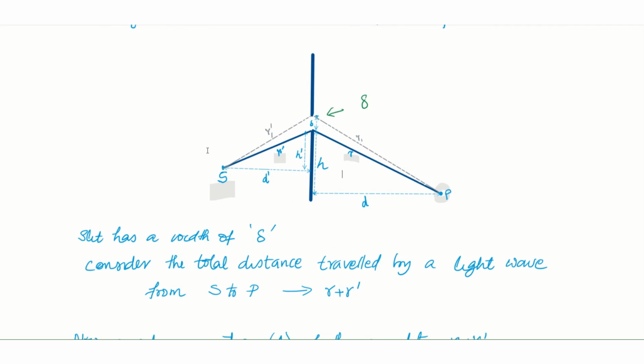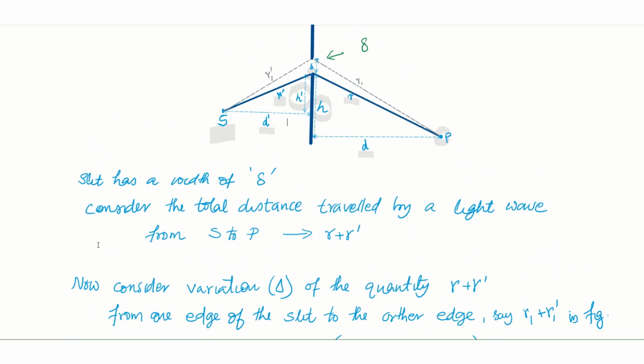Now we just define certain dimensions. The perpendicular distance from the slit to the source is d prime. Then that of the observation point is d. The height of the observation point to the bottom of the slit is h, and the height of the source to the bottom of the slit is h prime.